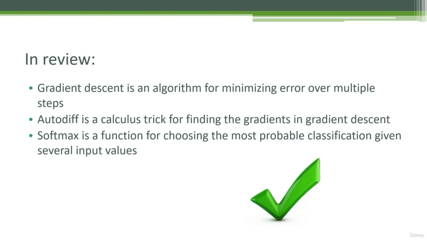Autodiff is just a calculus trick for making gradient descent faster. It makes it easier to find the gradients in gradient descent just by using some calculus trickery. And softmax is just something we apply on top of our neural network at the very end to convert the final output of our neural network to an actual choice of classification, given several classification types to choose from. Okay, so those are the basic mathematical or algorithmic terms that you need to understand to talk about artificial neural networks. So with that under our belt, let's talk about artificial neural networks next.